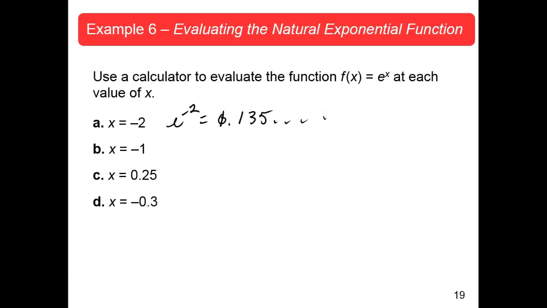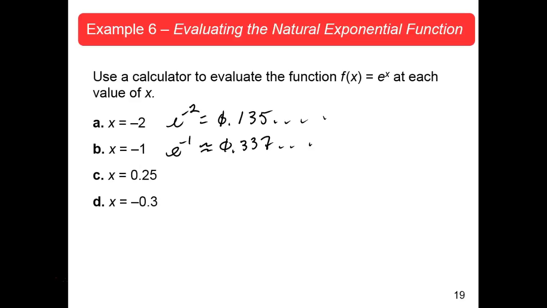How about e to the minus 1? All right? What did we say before? It's a little bit more than 1/3. 1/3 would be 0.33333. This is 0.337.